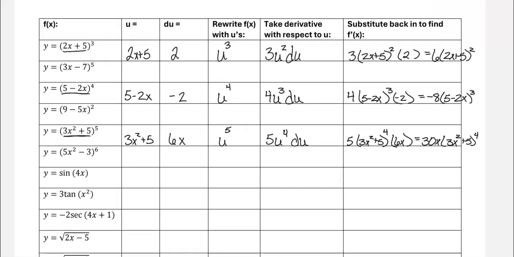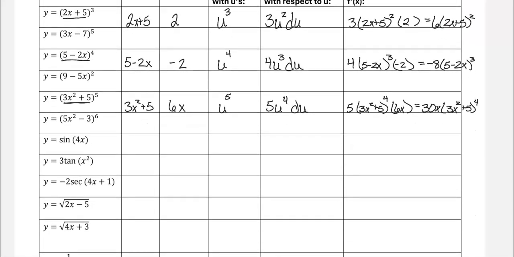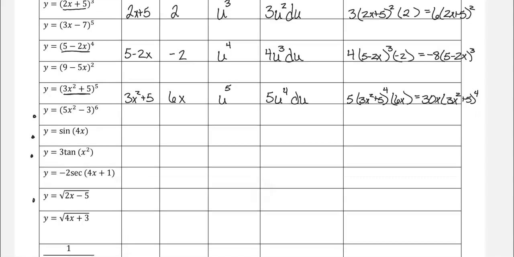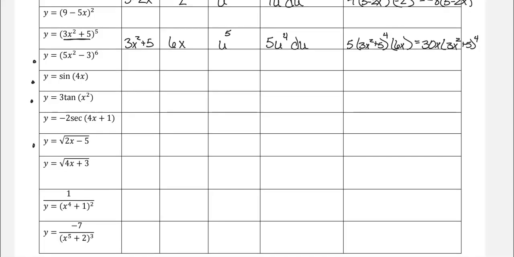And this is where you may want to pause the video and try a few of these. These are the ones that I'm going to work out in the video. And this is a typo. It should say y equals 1 over (x to the fourth plus 1) squared. So pause the video, try those, come back, and then check your answers.